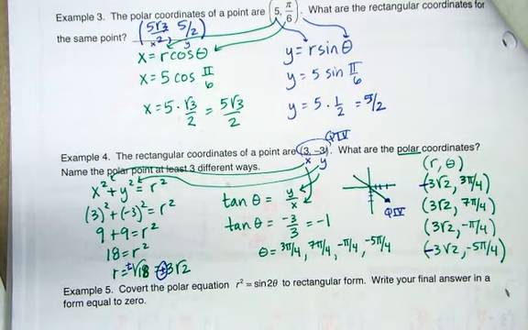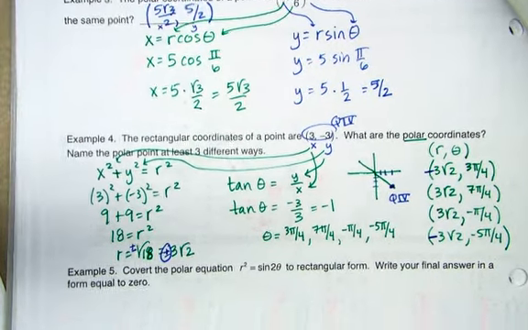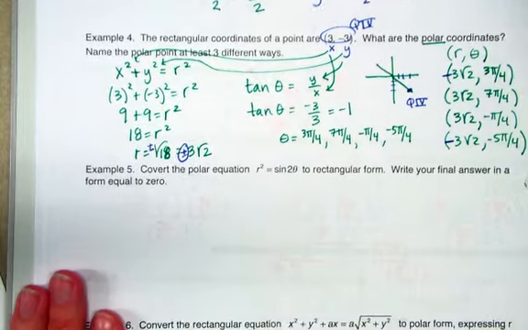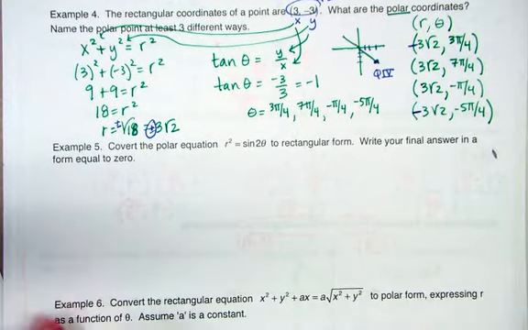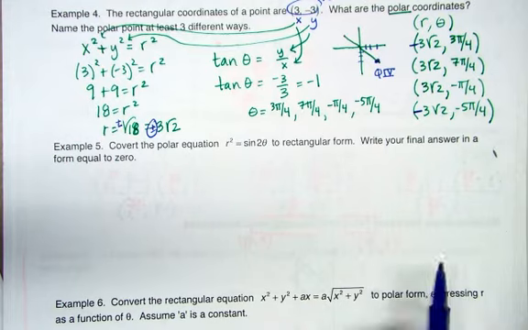All right, let's look at this. We have a little equation here. R squared equals sine 2 theta. We want to convert from polar to rectangular. Write your answer in a form equal to 0. And we'll practice this a little bit more tomorrow.